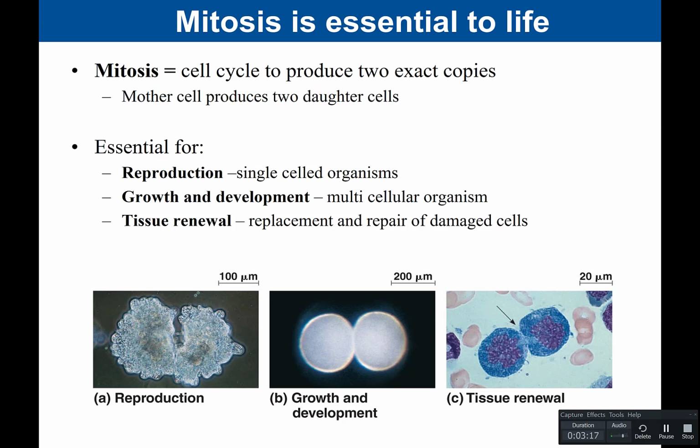So all the cells in your body, the DNA sequences are exact copies, except if there is a random mutation. Mitosis is also essential for tissue renewal, so replacement and repair of damaged cells. If you get a cut, if you cut your skin, the skin cells in that area become damaged. But does that cut stay there forever? The answer is no, it's going to heal, because the cells in the area around where the damage occurred are going to undergo mitosis, and it's going to fill in and repair that damaged tissue.